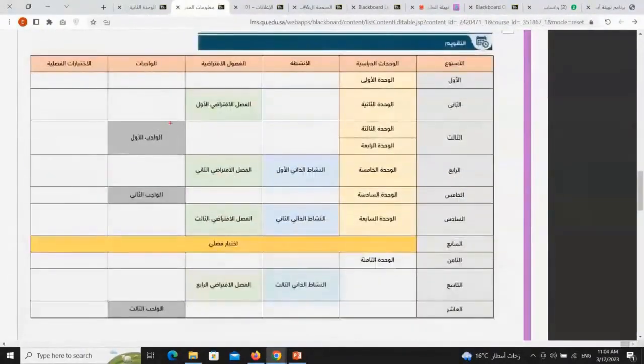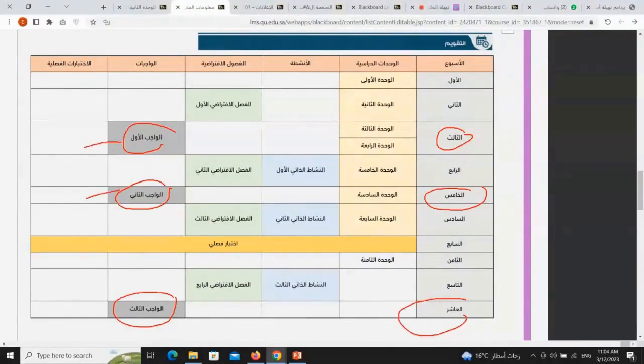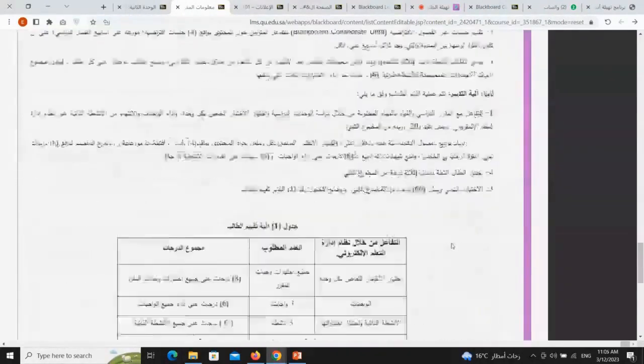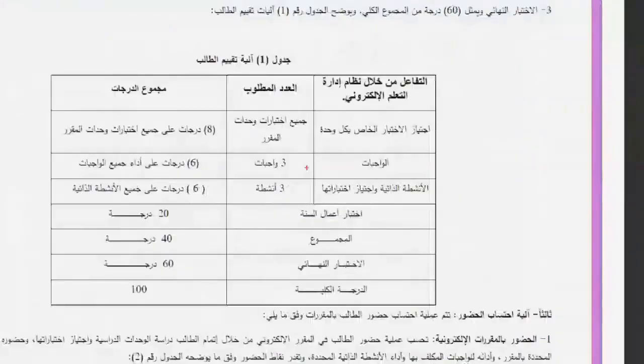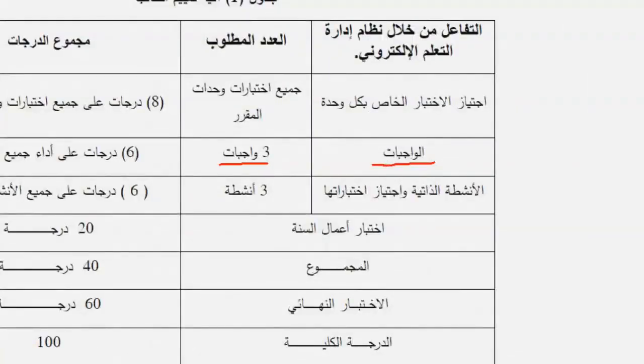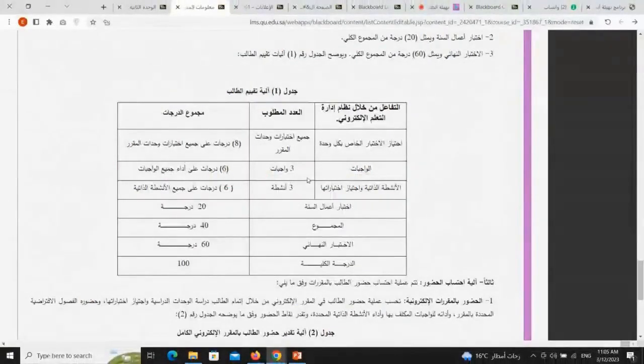So you'll notice with me that the first assignment is in the third week, the second assignment is in the fifth week, and for example, the third assignment is in the 10th week. So there are only 3 assignments, just 3 assignments. And these 3 assignments are worth a total of 6 points.